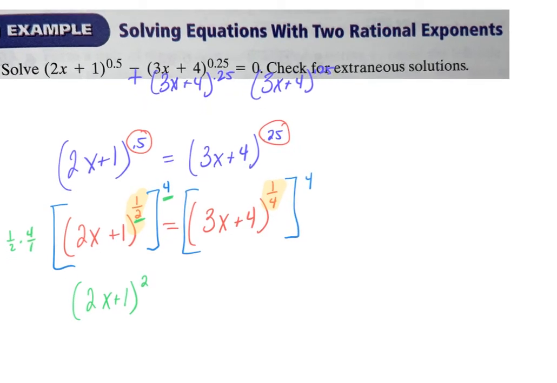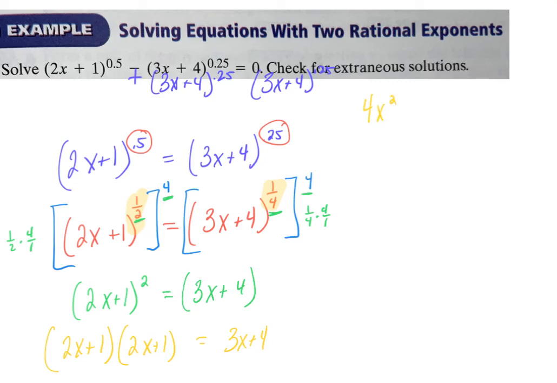Let's look at the right-hand side. I have 1/4 to the 4, so 1/4 times 4 is just going to be the first power. So I just have 3x plus 4 there. Now I just need to solve it. On the left-hand side, I have to FOIL. It is a binomial, a group raised to a power. So foiling it, I'm going to get 4x squared plus 4x plus 1. And on the right, I have 3x plus 4.